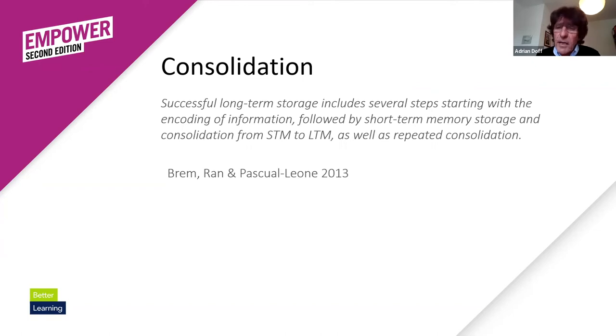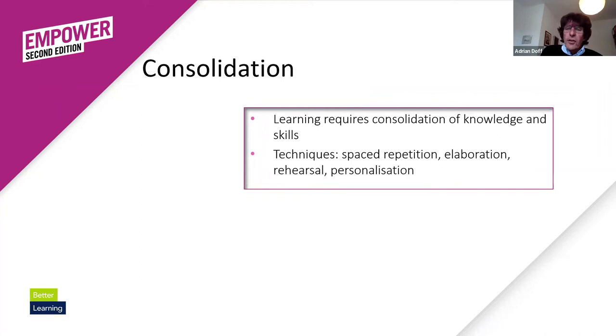So what they're describing here is this process of moving input from short-term memory into long-term memory, where it is retained, and the role of consolidation and repetition in this. And this is what research tells us, that learning requires consolidation of knowledge and of skills, both formal knowledge and also implicit knowledge, explicit learning and implicit learning. There are certain techniques which are known to help with this: repeating things at spaced intervals, elaborating on what we've learnt, incorporating what we've learnt into bigger contexts, rehearsal, and personalizing what we've learned in contexts about ourselves.